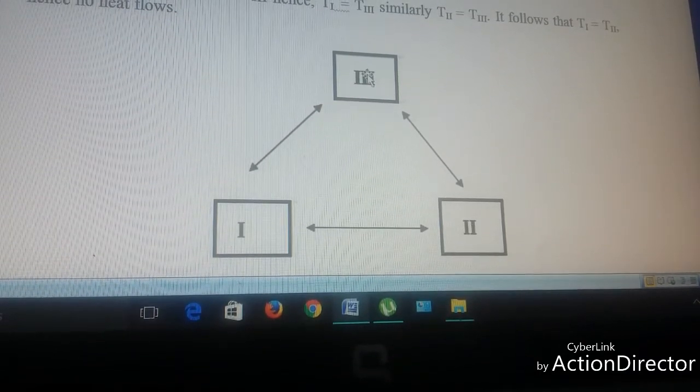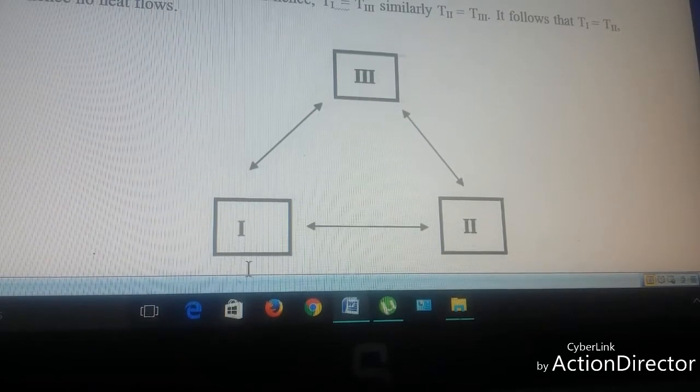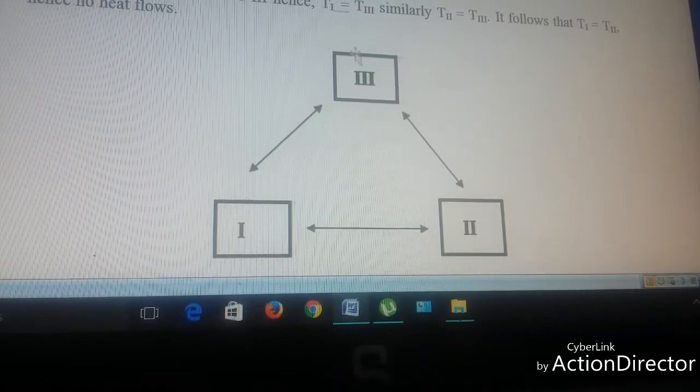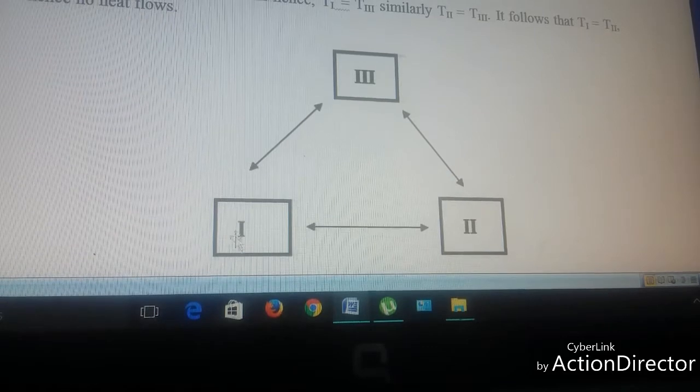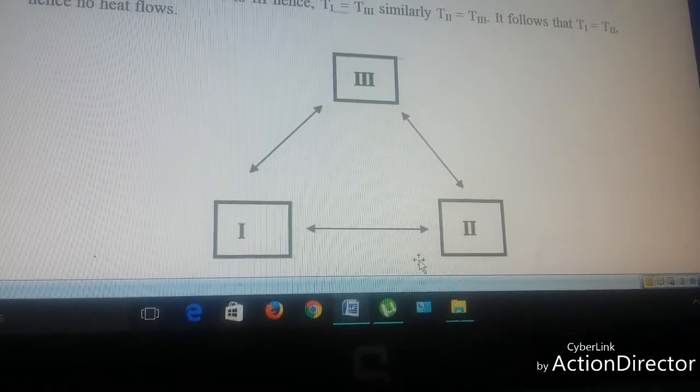According to this law, if you can see the diagram here, let us say two bodies, 1 and 2, they are in equilibrium with the third body. So if two bodies are in equilibrium with the third body, then automatically they will be in equilibrium with each other also. So that is the basis for measuring the temperature.